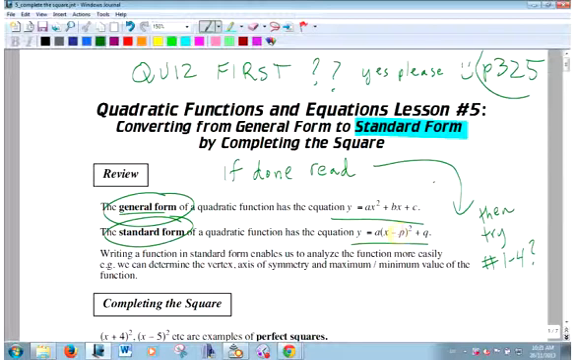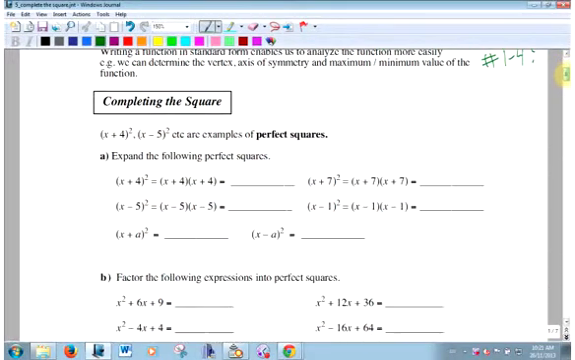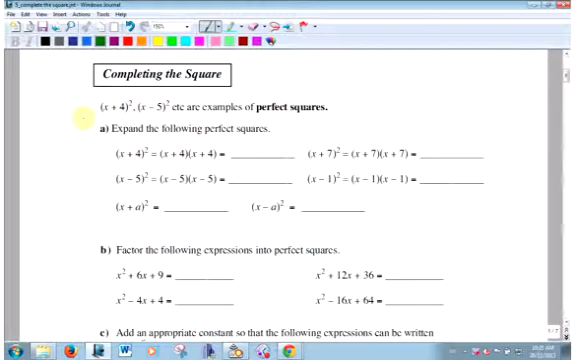If I take this thing and I FOIL it, expand it out, make it look like that, get rid of the brackets, that's not too bad. But going this way, converting from general form to standard form, that's a little trickier. So, a little bit of review. We've done this. You actually got introduced to this stuff in grade 10.